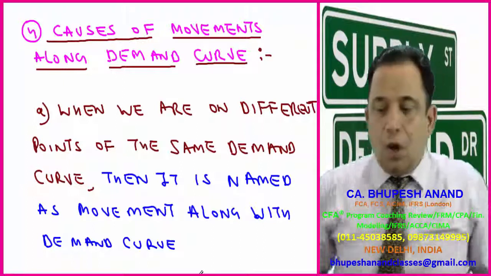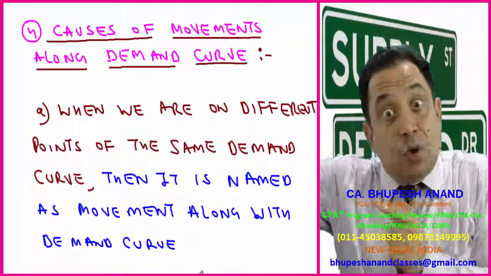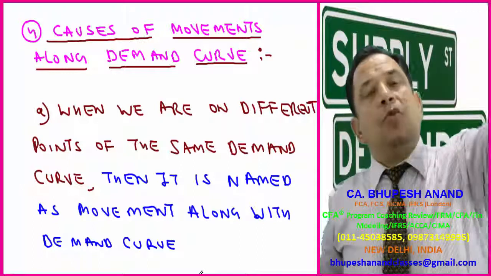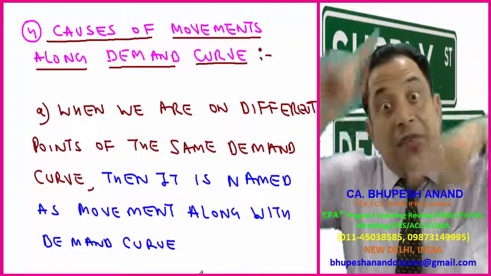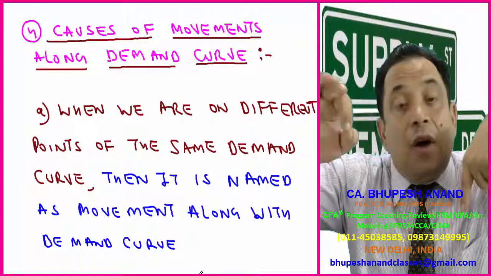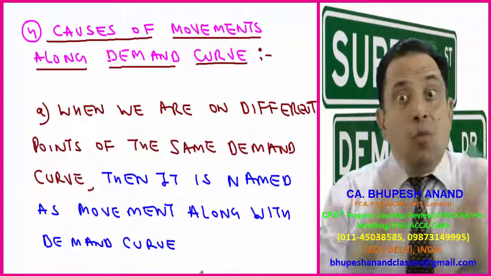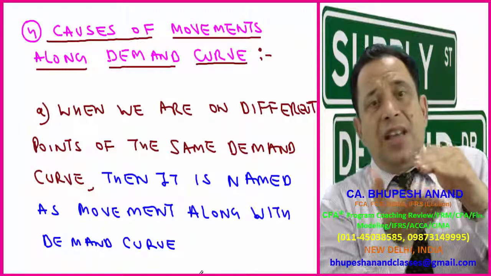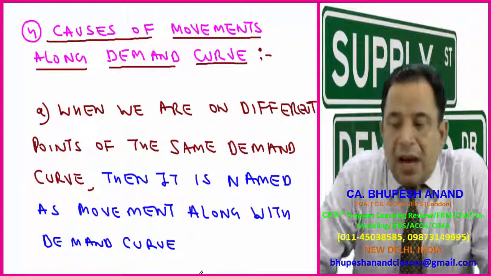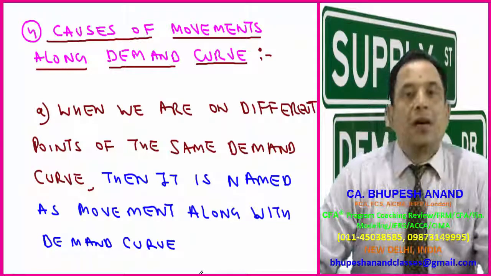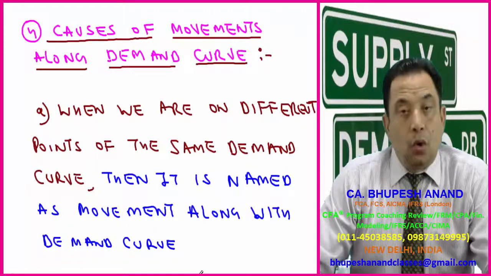So this fourth point: causes of movement along the demand curve. When I say along the demand curve, it means it is on the same demand curve. Either we are moving up or we are moving down, moving right or moving left, but we are on the same demand curve. Now, what are the reasons for movement? Movement means a change in demand while we are on the same demand curve. So, when we are on different points of the same demand curve.